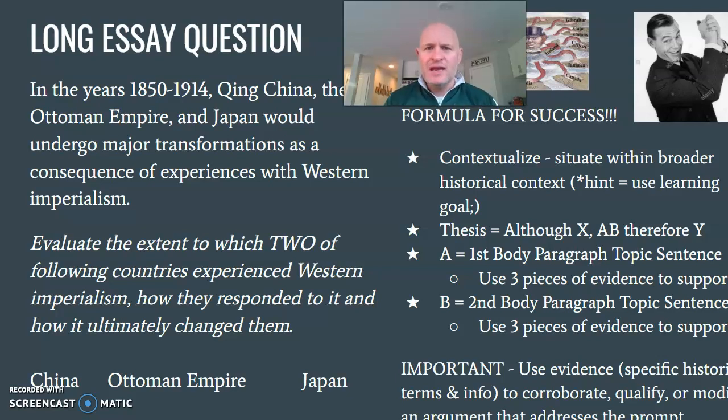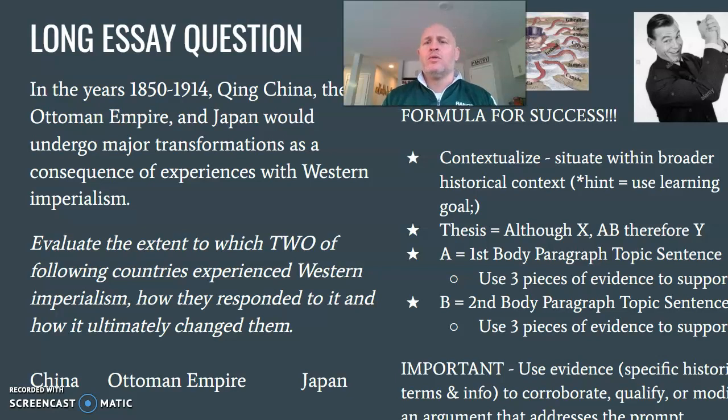And you need to stick to the format. Although X, A, B, therefore Y. Although X is a counter argument. A is your first body paragraph topic sentence. And then B is your second body paragraph topic sentence. And then you use 3 pieces of evidence to support that topic sentence. All right. And then Y, of course, is your defensible claim.